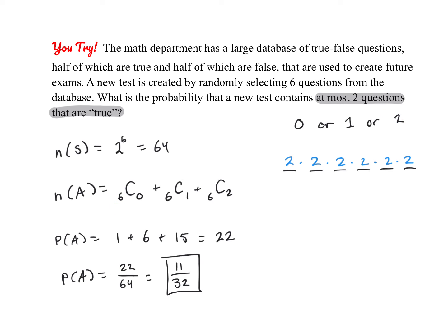So remember, you're saying how many different ways or combinations can I fill those 6 slots. So 6 choose 0 plus 6 choose 1 plus 6 choose 2. We find the individual combinations and we add them up. And that gives us 22 possible combinations. So our probability is 22 over 64, which is 11 over 32.